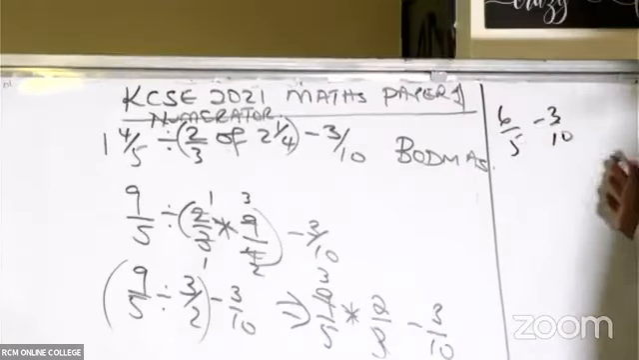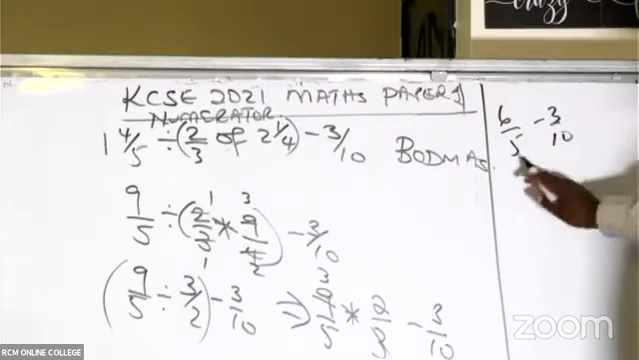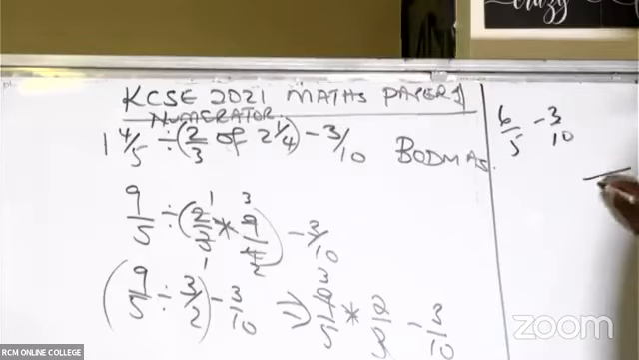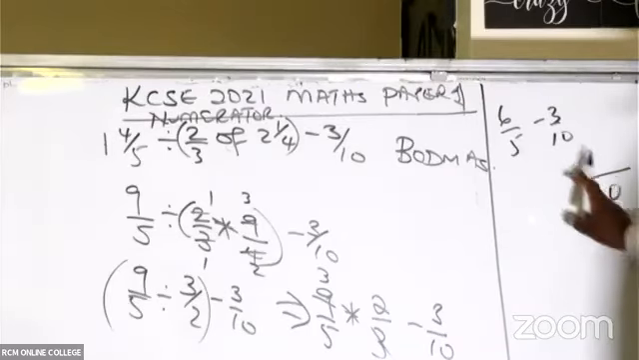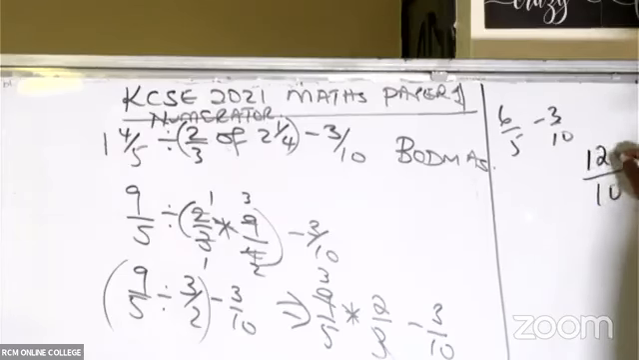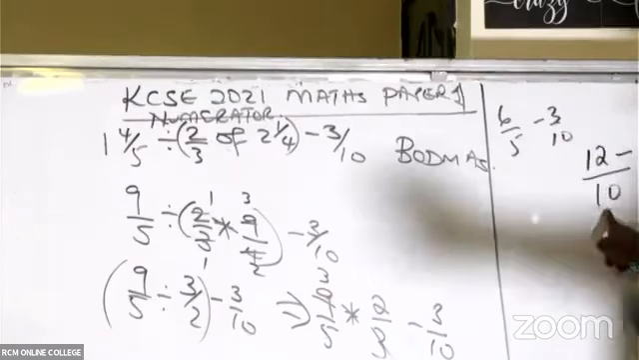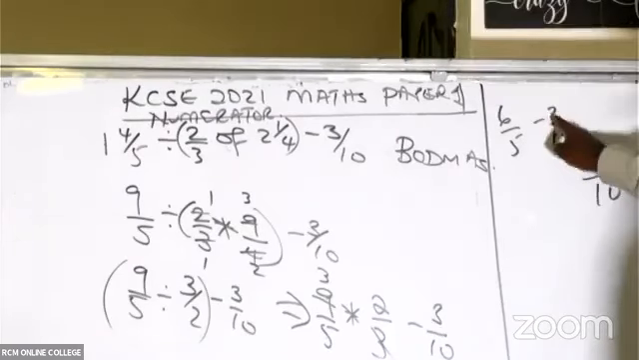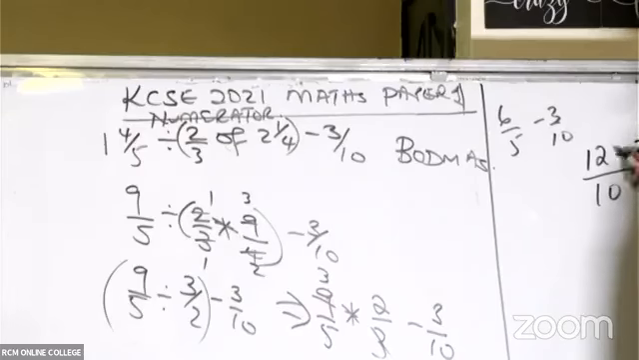So then here we need another LCM. The LCM between 5 and 10 is 10. So how many times does 5 go here? 2 times 6, 12. Minus 10 goes into this once, times 3, 3. So then this will give me 12 minus 3, which gives me what here? 9 over 10 for the numerator.